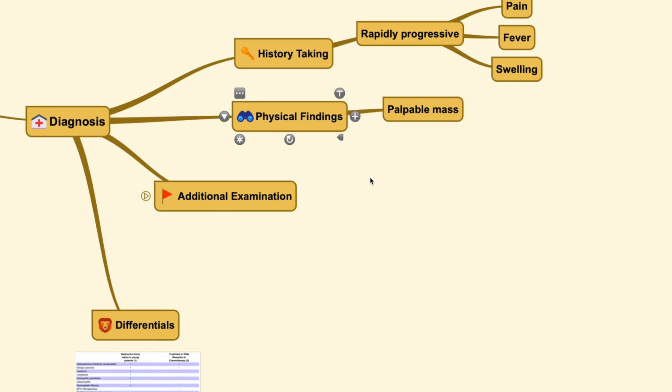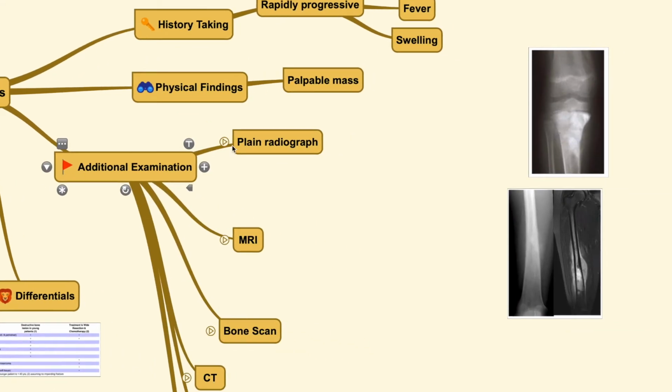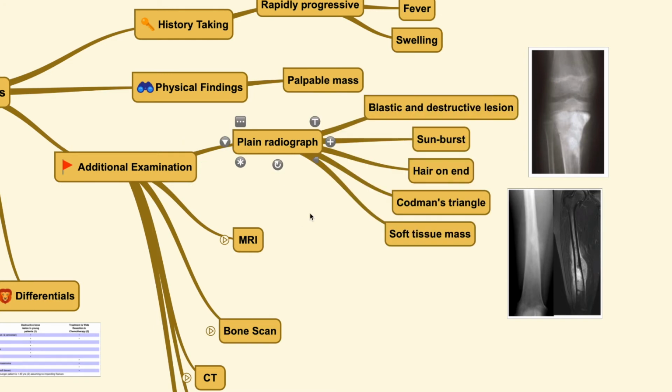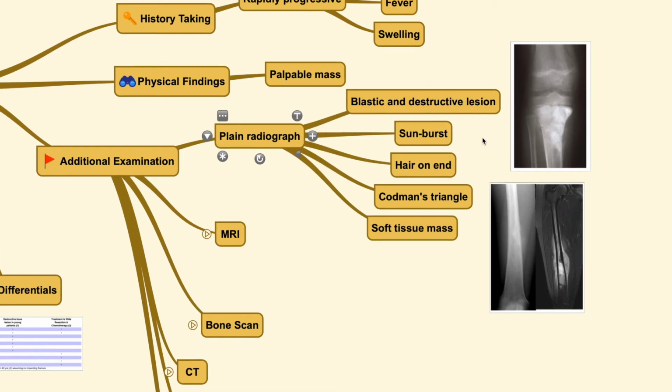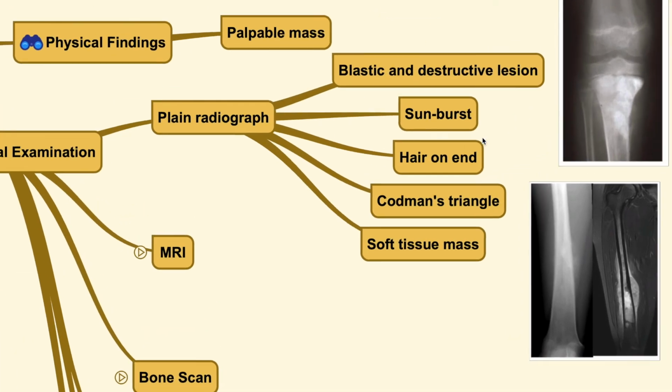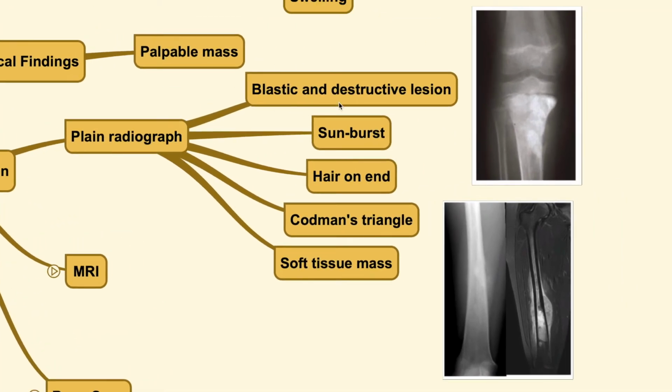And physical finding would reveal a palpable mass, and usually in additional examination, the results are quite specific because this is basically a bone-forming tumor. You would basically see a blastic lesion, which means that the image should appear white on plain radiograph because of all those bones and all those calcifications that occur there.